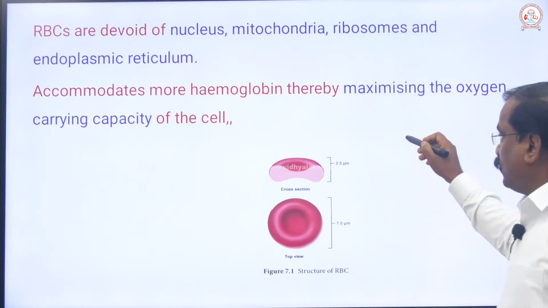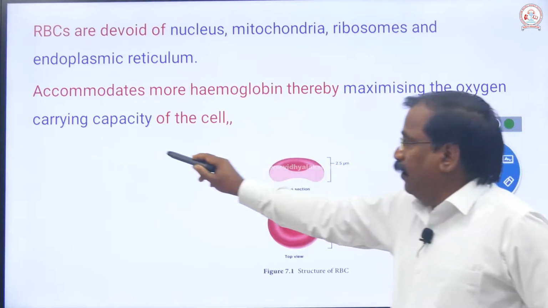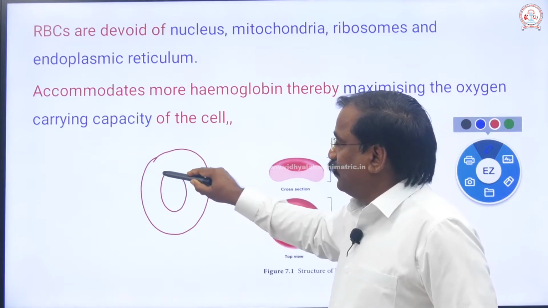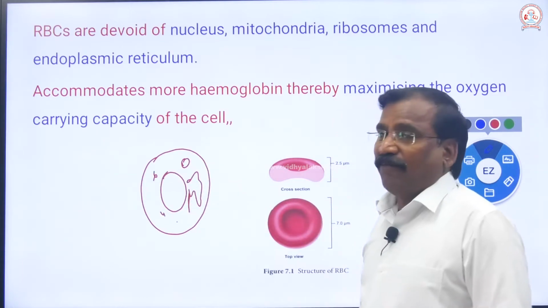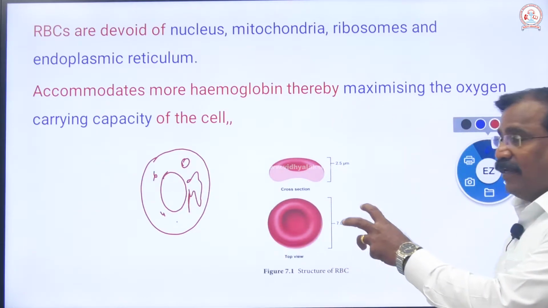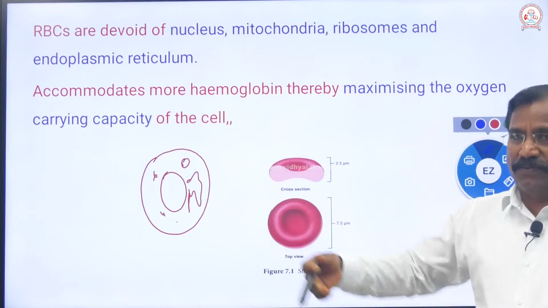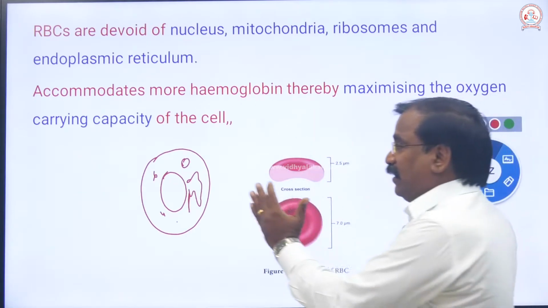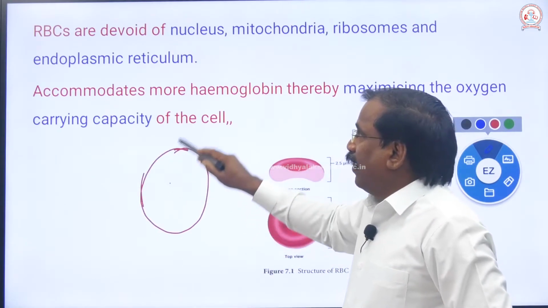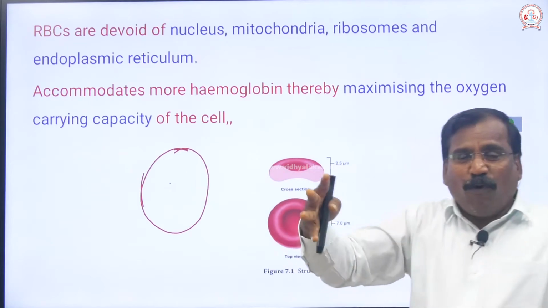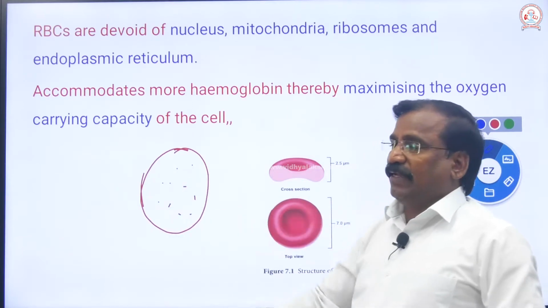Listen, this is a cell. Imagine this is the nucleus, and the endoplasmic reticulum, mitochondria, etc. are there in the cell. If these are all present inside the cell, they occupy much space. These organelles are absent in the case of RBC, no nucleus and others. So there is more space, and that place is occupied by the hemoglobin molecules.